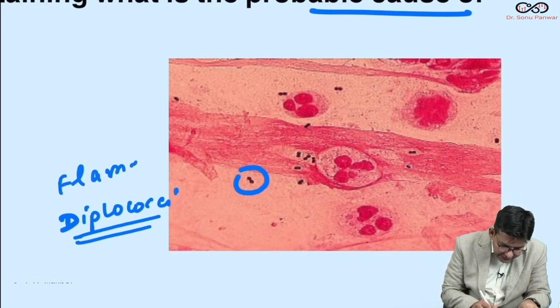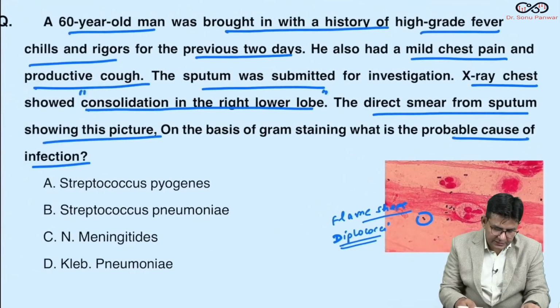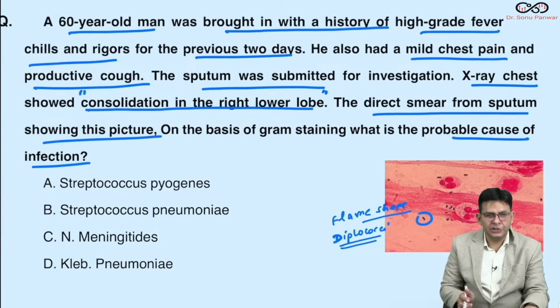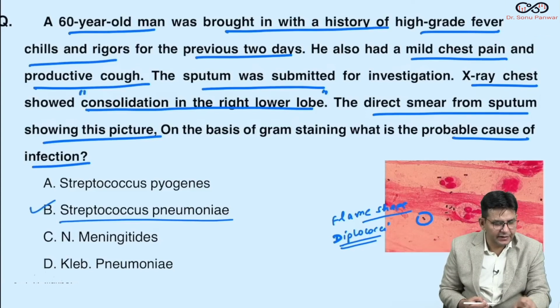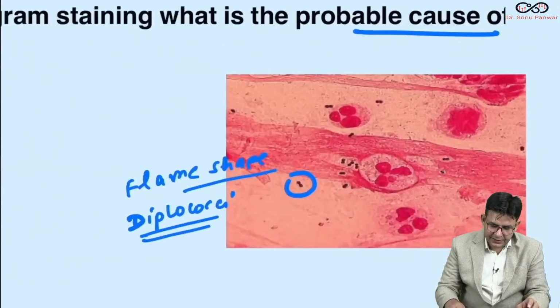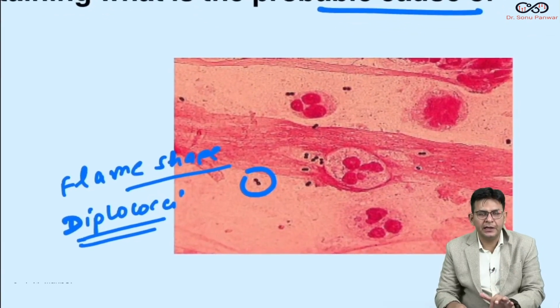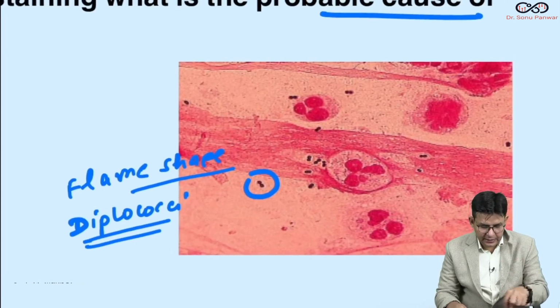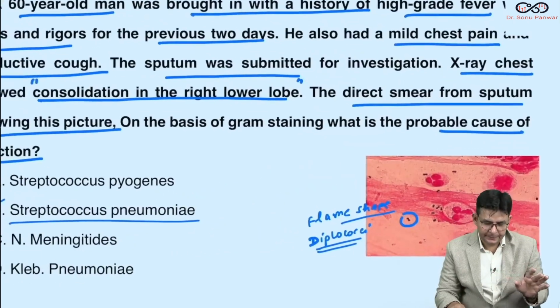They look flame-shaped, also termed lanceolate. So what should be the answer here, guys? The answer is Streptococcus pneumoniae, as everybody is telling, right? And this picture, a NEET PG question can again come. They can show you this particular diplococci arrangement and this shape, also termed lanceolate.